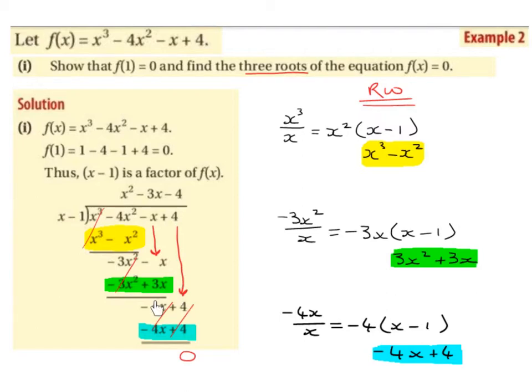So minus 4x divided by x gives us minus 4, and then we multiply in the factor. And minus 4 by x minus 1 is minus 4x plus 4. Let me write that down. They both cancel, we're left with 0. So our other factor is x squared minus 3x minus 4.